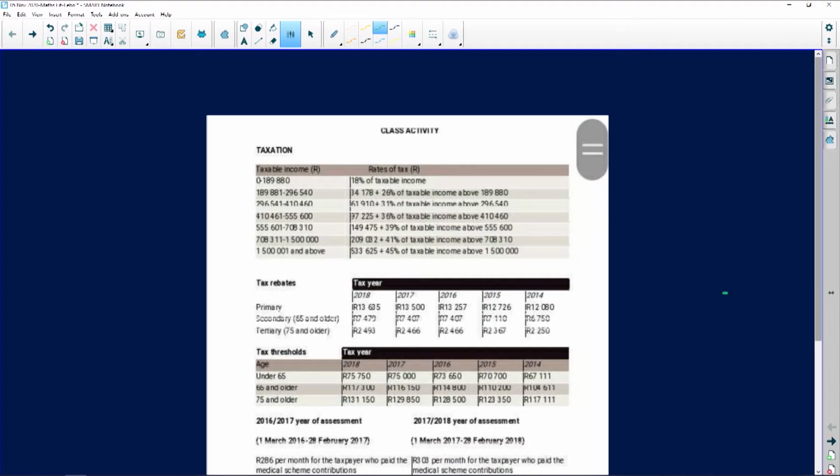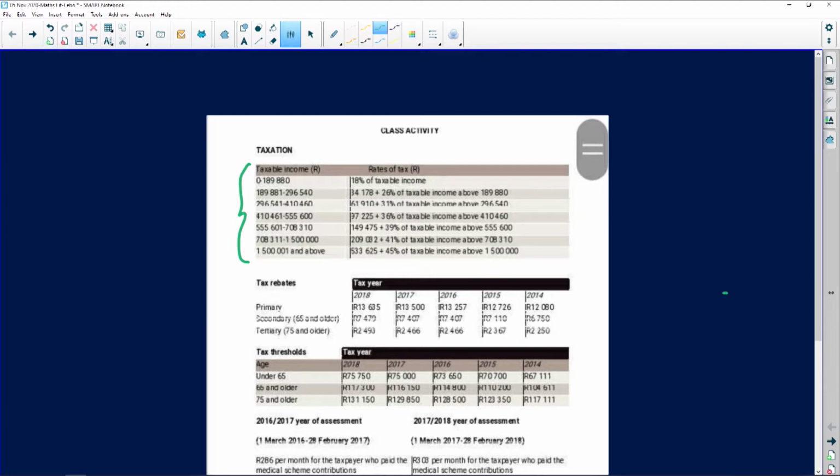It says to us here, taxable income. We've got the different brackets here with the taxable income. Those are the different brackets that we have. And then it will say to us how much of the person's tax is going to be taken or pooled or whatever the case is.